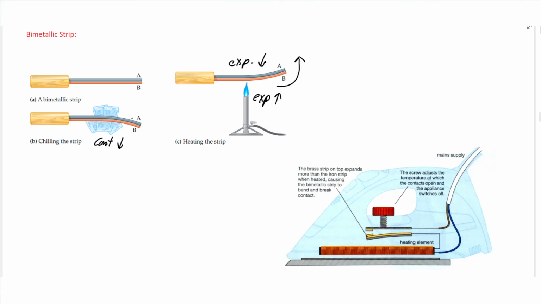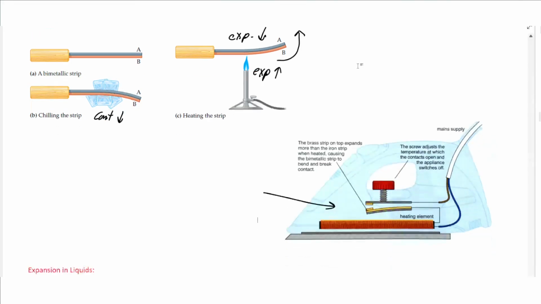We can use these strips as switches in electrical devices that depend on temperature. For example, if you reach a certain temperature, the switch will bend away from contact with the other components of the circuit, so it opens the circuit and the circuit stops working. When the temperature cools down again, the bending will be in the opposite direction, so it closes the contact again and the circuit works again.